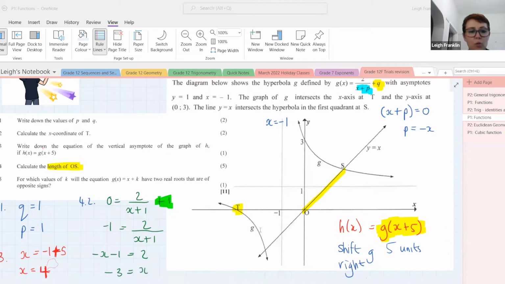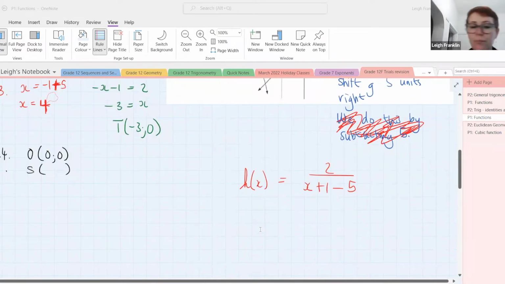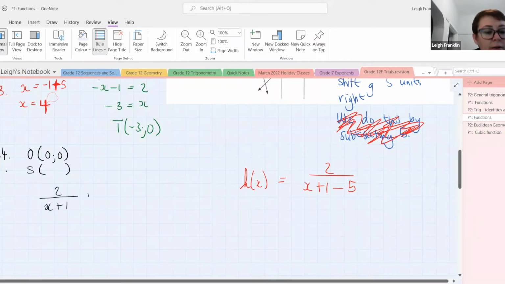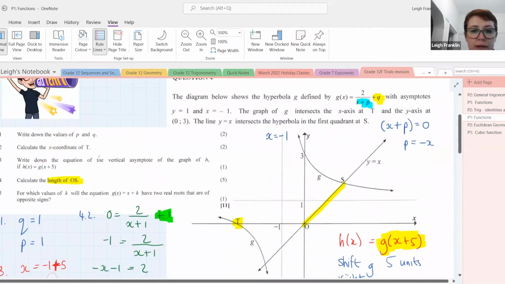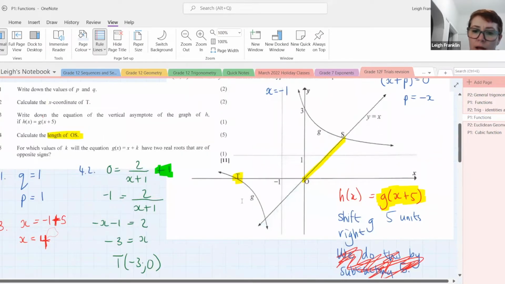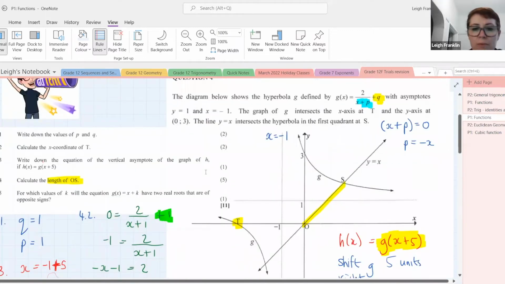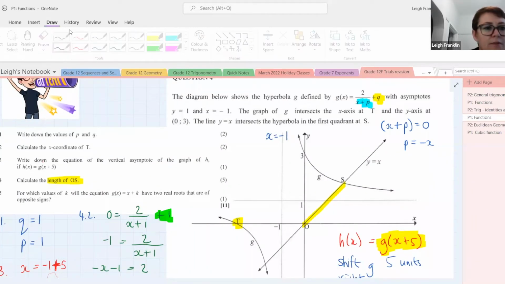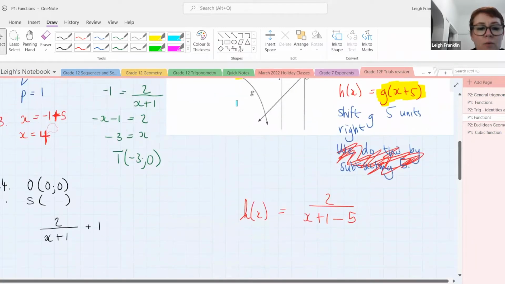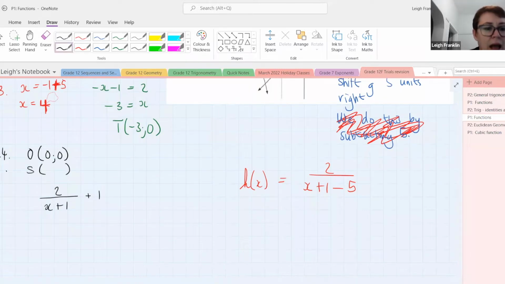Good, perfect. Okay, so we know that the equation of our hyperbola is 2 over x plus 1, plus 1. Let me just double check that that's correct. Yes, indeed. And the line that we're equating it to is the line y equals x. Remember, they told us here, let's highlight that for you again. Over here, the line y equals x intersects the hyperbola in the first quadrant at S. So that means we need to take 2 over x plus 1, plus 1, and make it equal to x. Okay, so that's the first step.